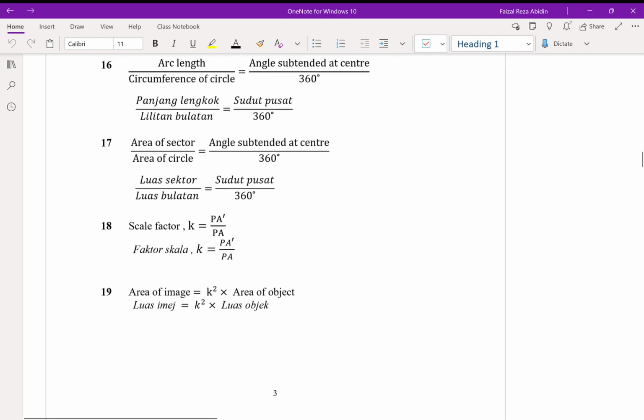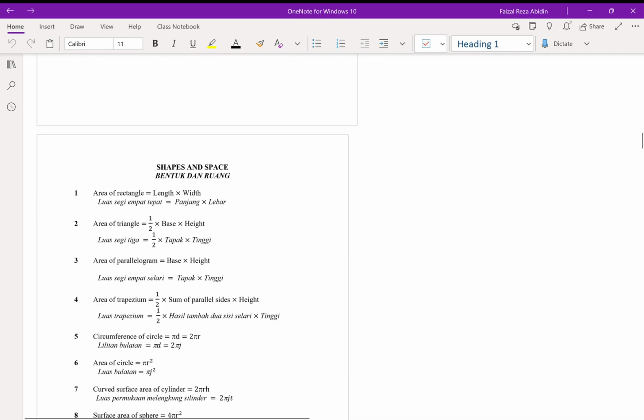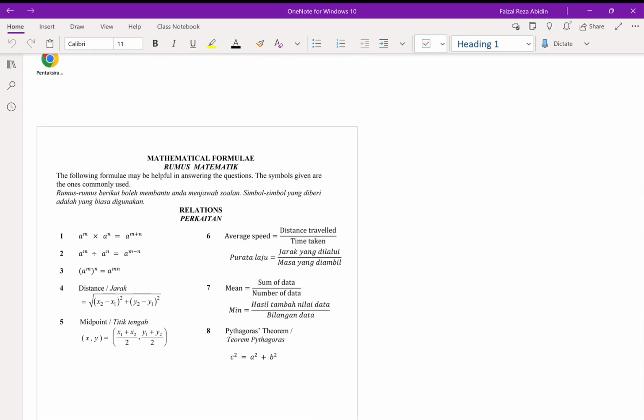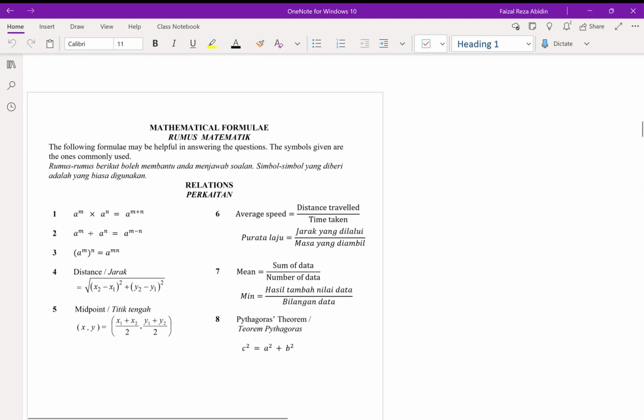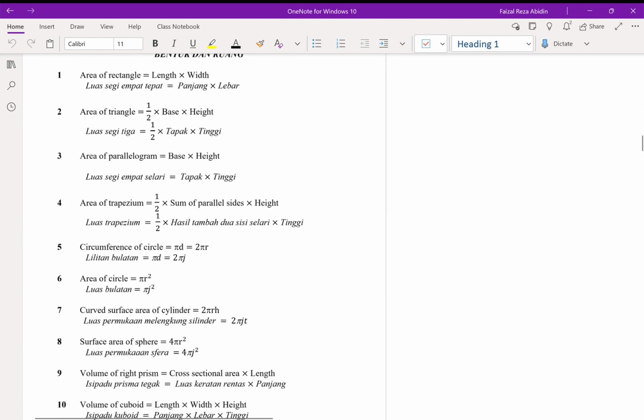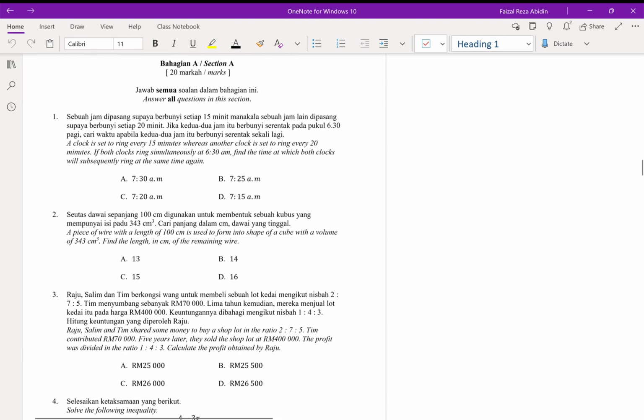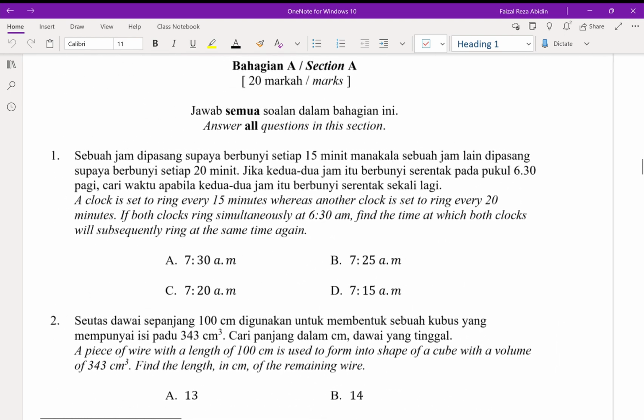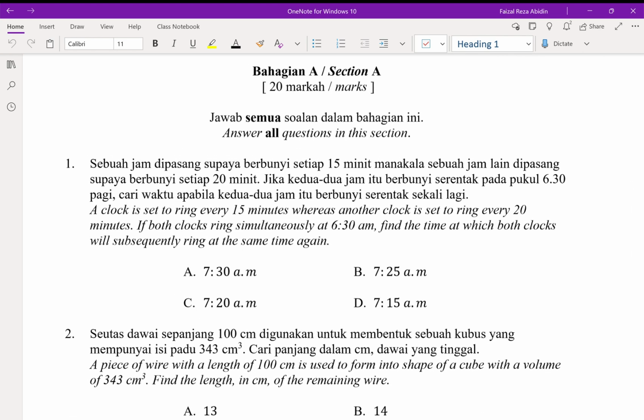Now I'm with our class from 3 Teratai. So today we are going to discuss our section A for Pentaksiran Sumatif 2.